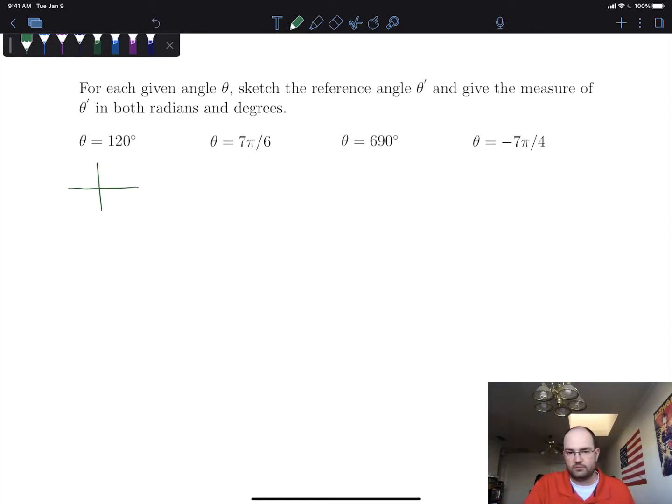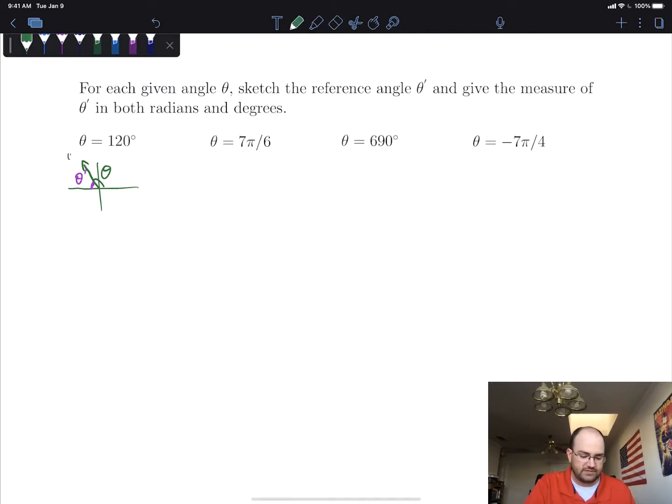Okay, so for the first one, we have theta equals 120 degrees. I'm going to draw a small little coordinate grid. Now 120 is about right there. Now that is theta. And because that's theta, the one that brings us closer to the x-axis in one direction or the other is going to be that right there. So theta prime will be that angle.